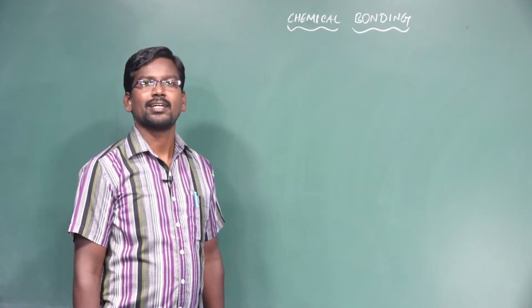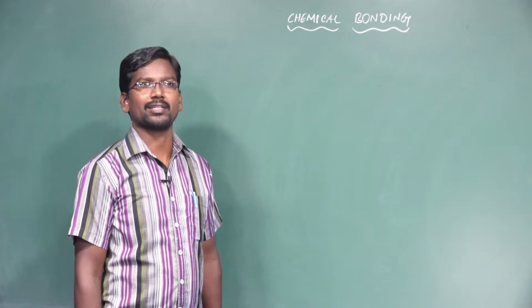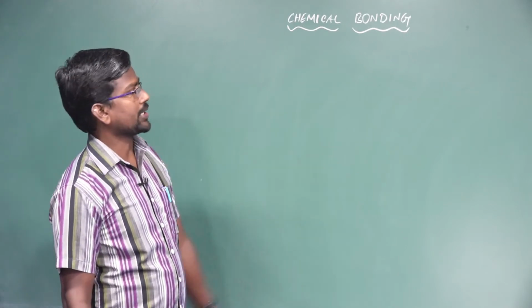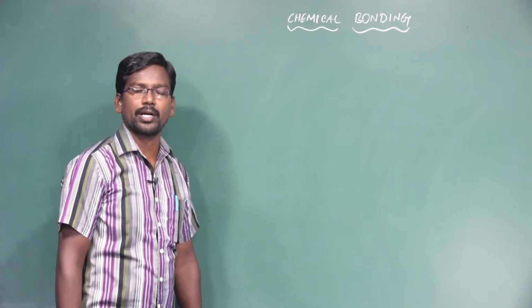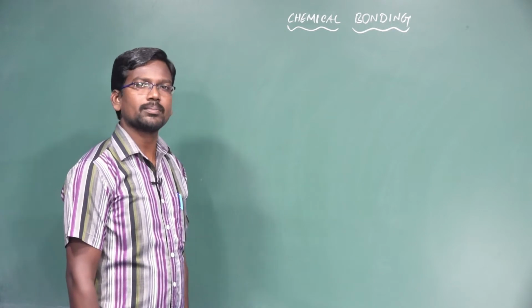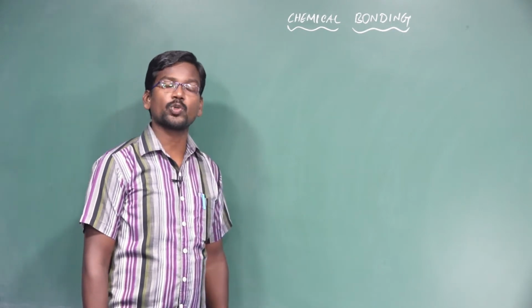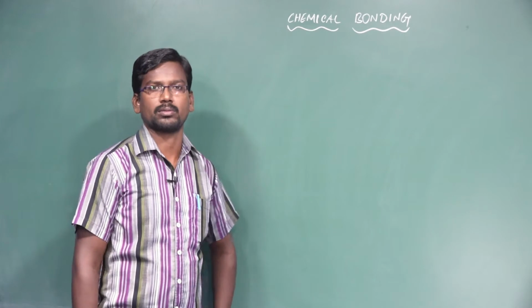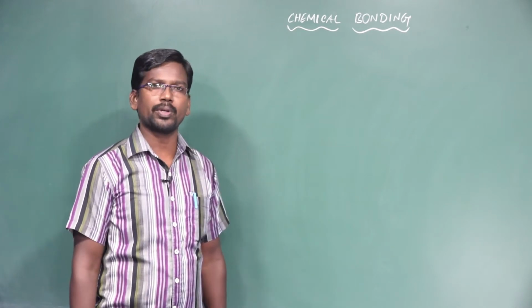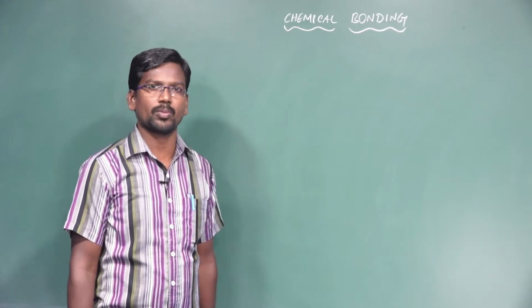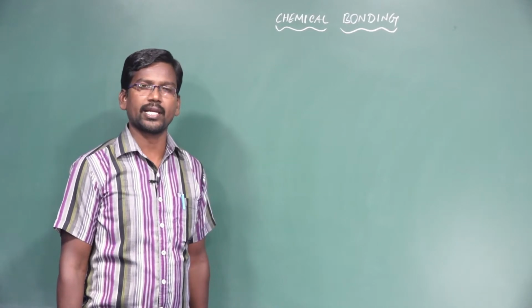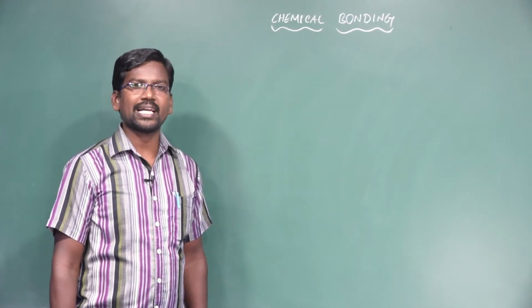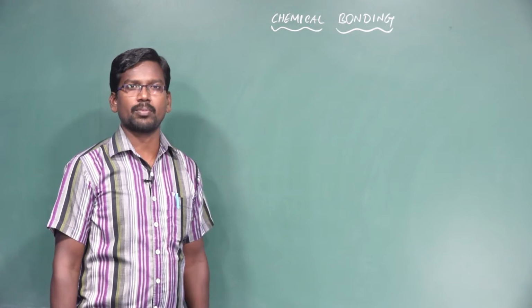Hi students, now we are going to discuss chemical bonding. What is the meaning of chemical bonding? One or more atoms can combine with each other to form a new bond known as a chemical bond. The new bond formed between two atoms is known as a covalent bond, between two ions an ionic bond, and between metal elements a metallic bond.